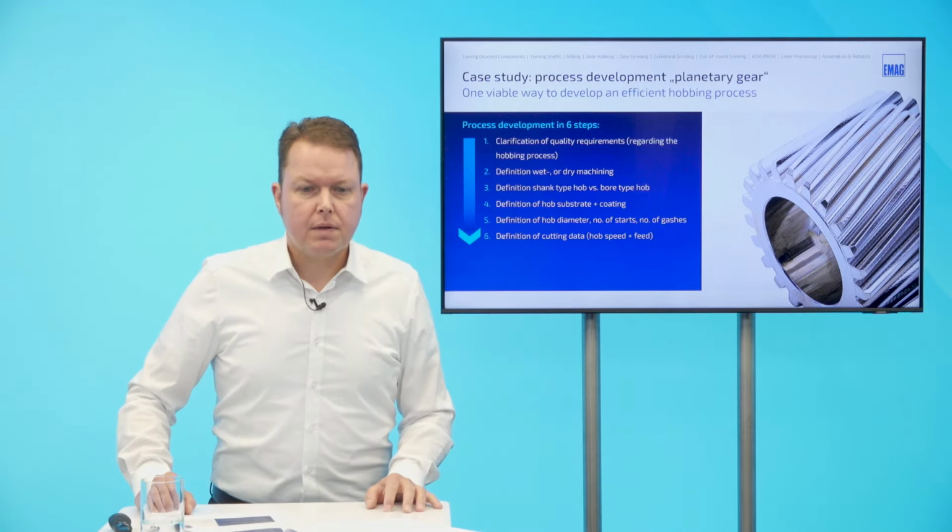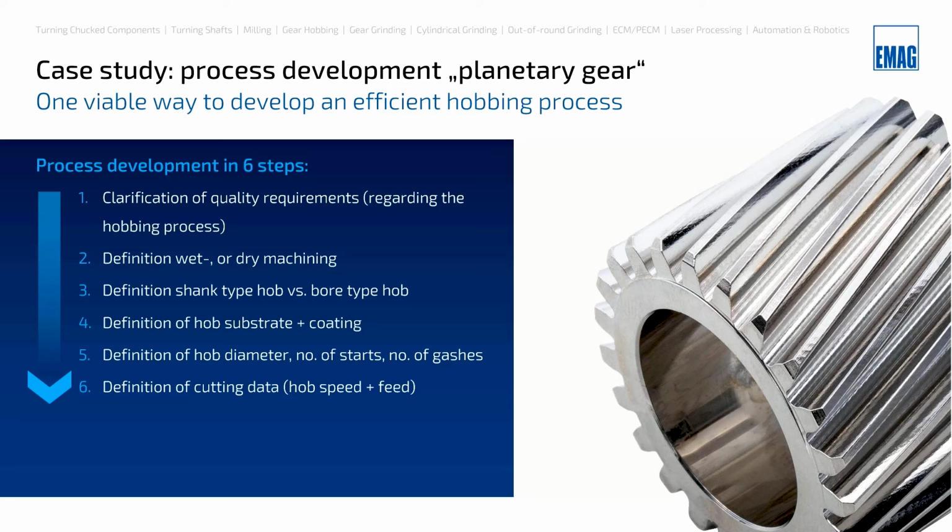The first step is the clarification of the quality requirements concerning the gear hobbing process. The definition of wet and dry machining comes next. Then we need to define whether we are going to use a bore type hob or a shank type hob. Then we have to define the hob's material, that means the substrate and its coating. Then we define the macro geometry of the hob: diameter, number of starts, number of gashes, etc. And then we are going to define appropriate hob speeds and feeds in function of the previously determined properties of the tool.